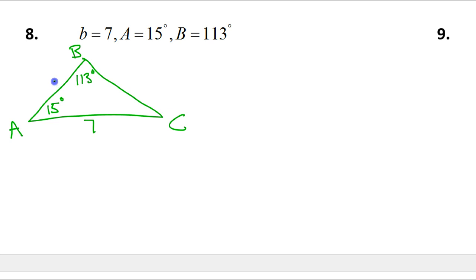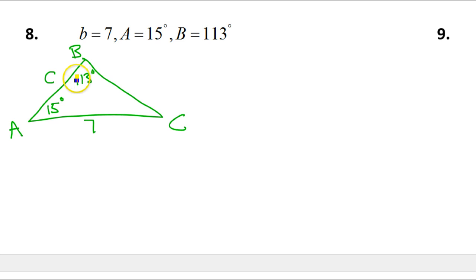Now, if we only had side C, then we would have two sides and the included angle. So I think that needs to be our strategy, is go ahead and find side C and then do what we did before. Okay, so let me not use green. On green it would be hard to see.